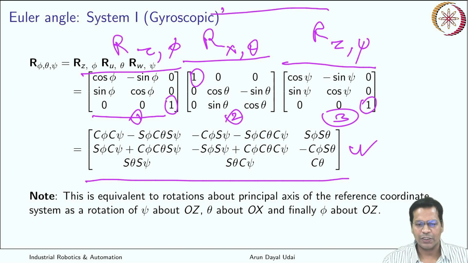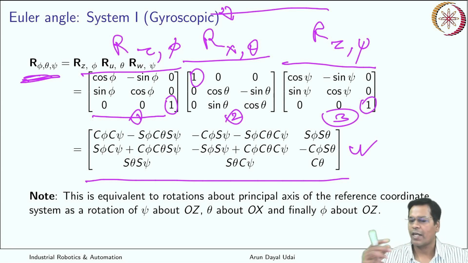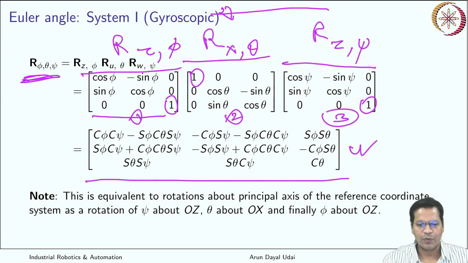If you look, if it is in universal frame, that is the principal coordinate axis, it can be done like this. So same position, same orientation can be expressed using principal axis rotations also. If you can do this, this and this, you arrive at the same result. Got it? So this is gyroscopic system 1.